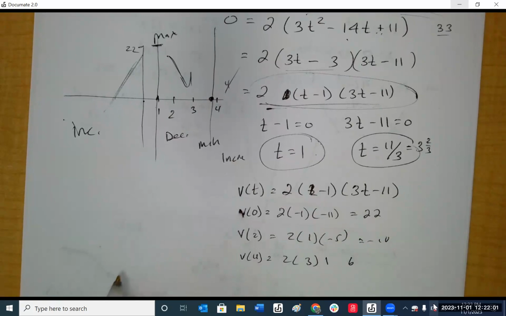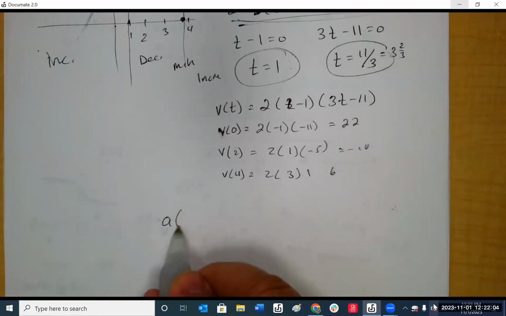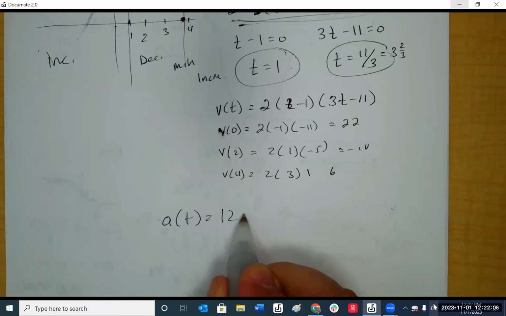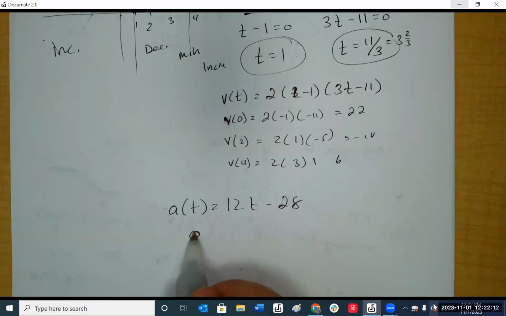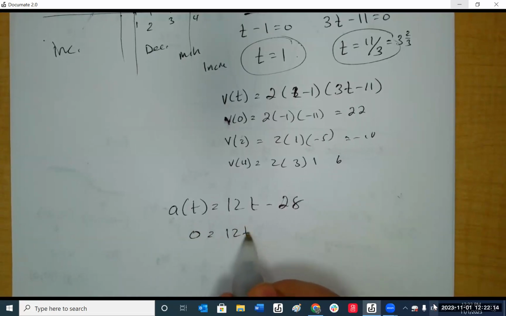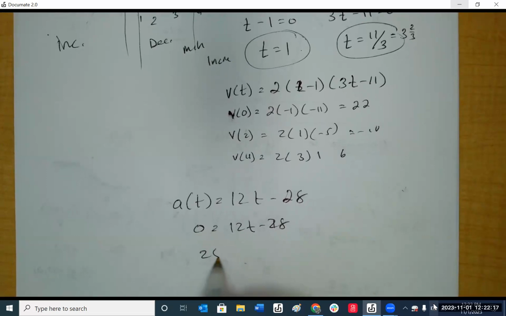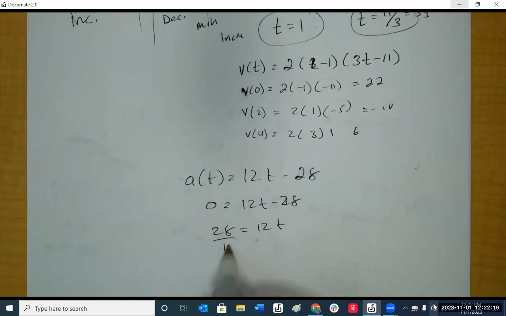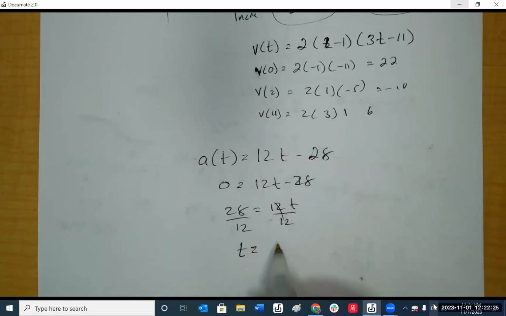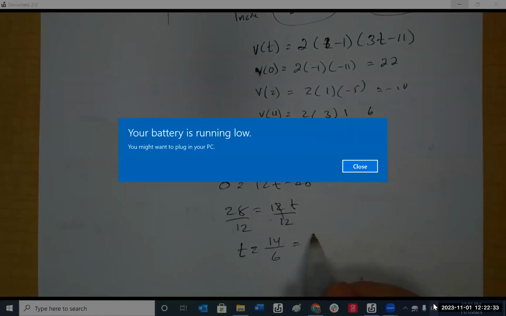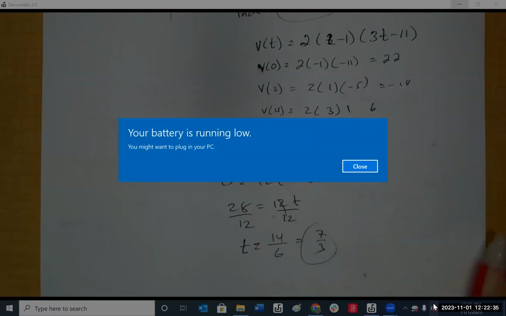And the acceleration is 12t minus 28. Setting it to 0, 12t equals 28, so t equals 14/6, which is 7/3. So we have a point of inflection at 7/3.